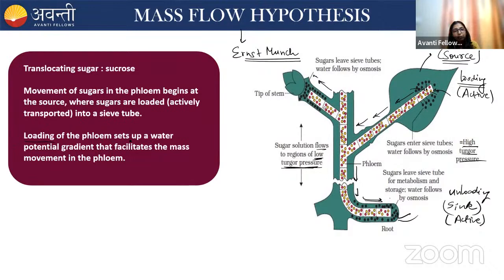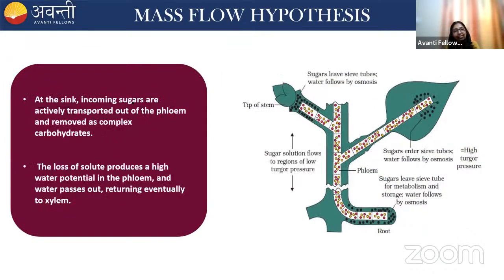It's written here, the loading of the phloem sets up the water potential gradient and that facilitates the mass movement in the phloem. At the sink, incoming sugars are actively transported, actively. Very important, remember this: both loading and unloading are active processes. It's transported out of the phloem and moved as a complex carbohydrate. Loss of solute produces a high water potential. I told you at the sink, when the unloading takes place, it leads to a high water potential in the cells and the water will move out, returning eventually to the xylem.